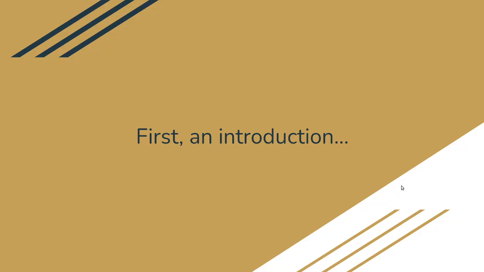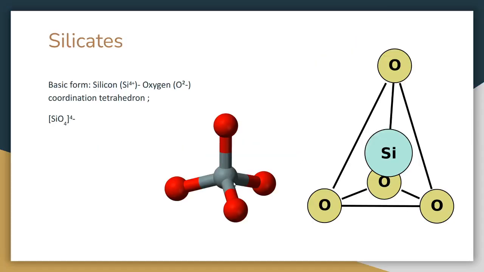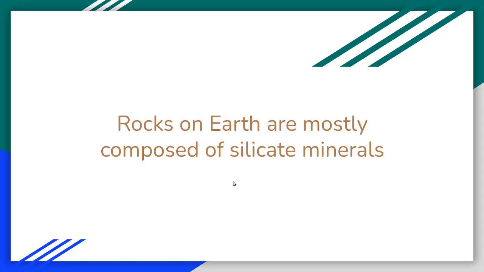It is a complex subject, so we need to state some facts first. Rocks on Earth are mostly composed of silicate minerals. What does that mean? They are the most abundant type of mineral, constituting 90% of Earth's crust.